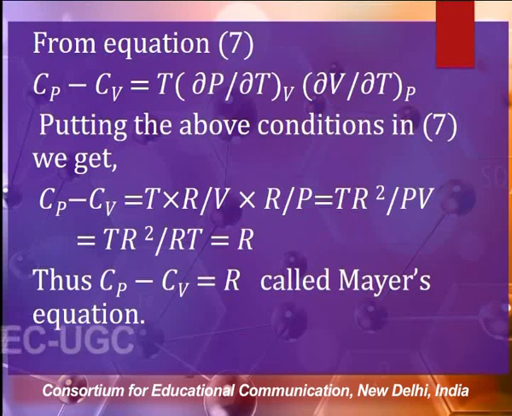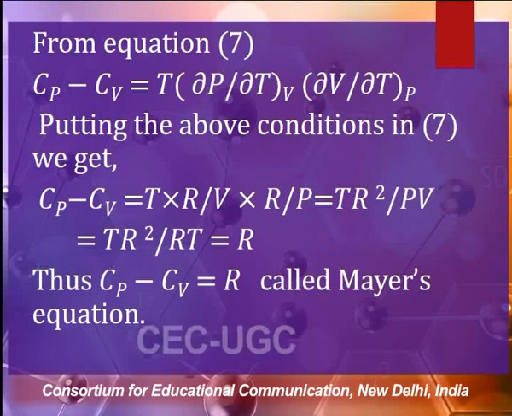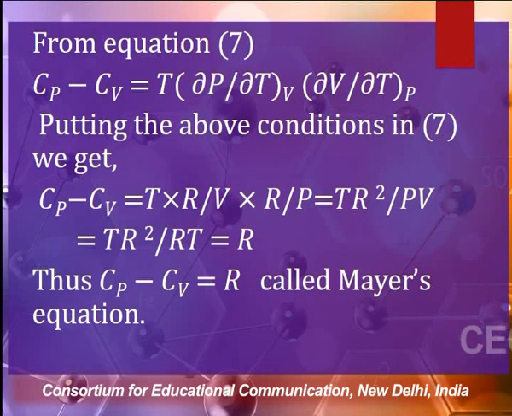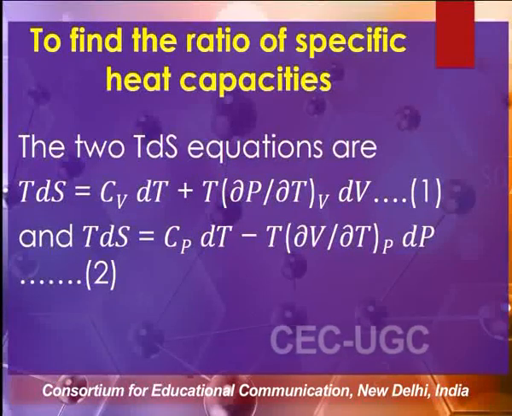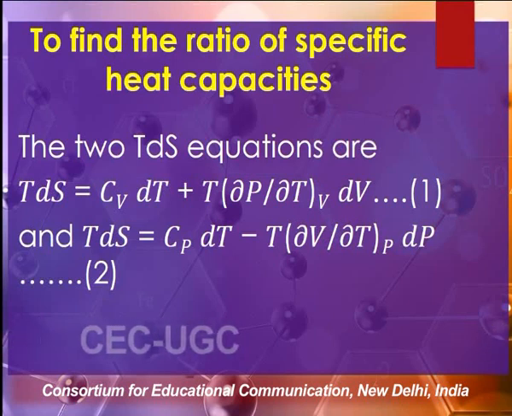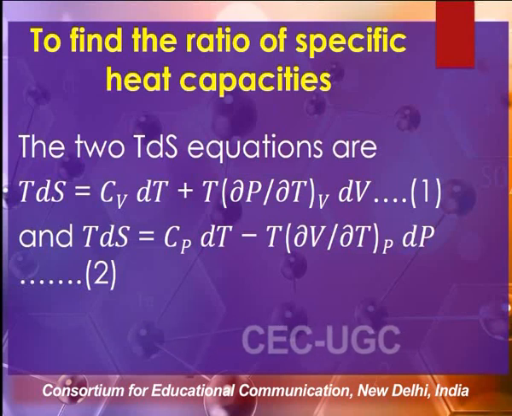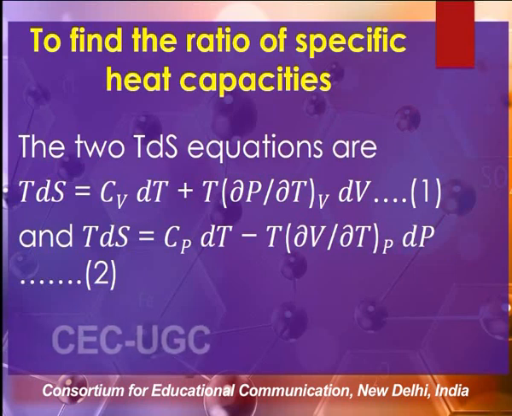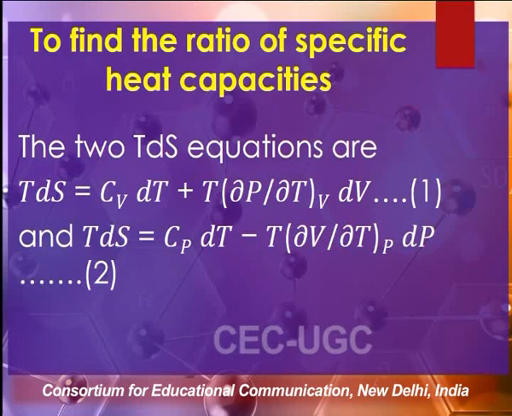So we have derived a very important relation: Cp minus Cv is equal to R. This is called the Mayer's equation, and it holds true for ideal gases. Next, let us derive the ratio of the specific heat capacities. We know that specific heat capacities are Cp and Cv. So what do we have to find out? We have to find out that Cp by Cv is equal to gamma.